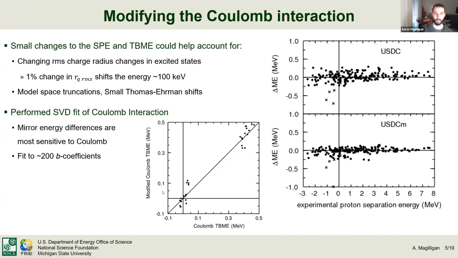And then this plot in the middle shows the small changes that were made to the two-body matrix elements. There are roughly two main groups of these two-body matrix elements, diagonal and off-diagonal, and with small changes to those, we're able to get much better agreement.